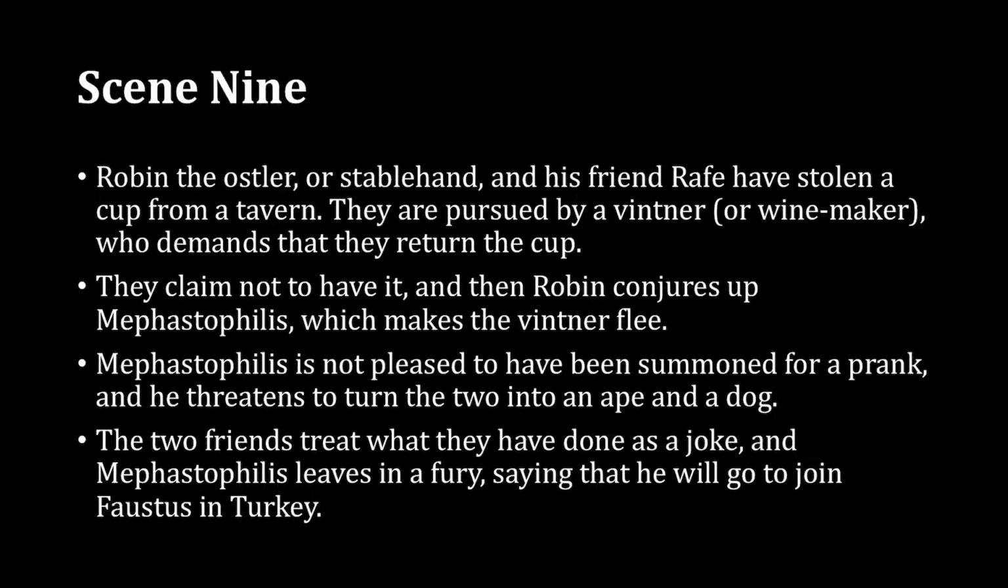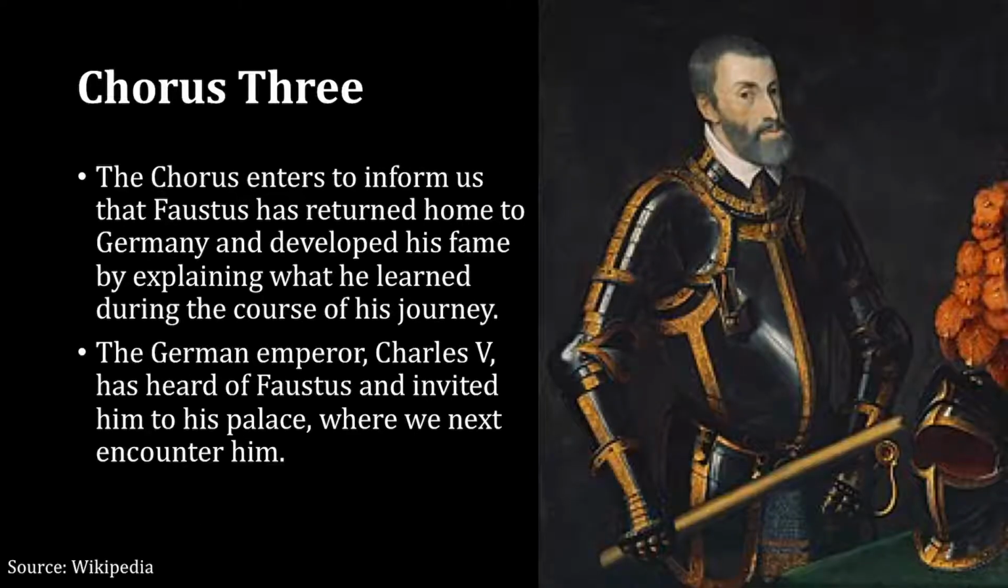And Robin threatens Mephistopheles, so Mephistopheles threatens the stable hand and Rafe to turn them into an ape and a dog. And the two friends treat what they've done as a joke, and Mephistopheles leaves in a fury, saying that he'll go to join Faustus in Turkey.